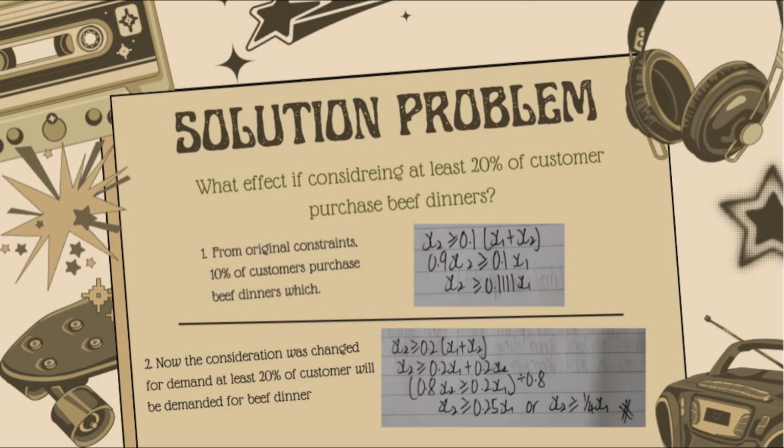Now we talk about the change. The original constraint was easy to satisfy, but the new constraint requires x2 to be at least 20% of the total dinners, which makes the feasible area on the graph slightly smaller. So the new constraint will be x2 greater than or equal to 1 over 4 x1.